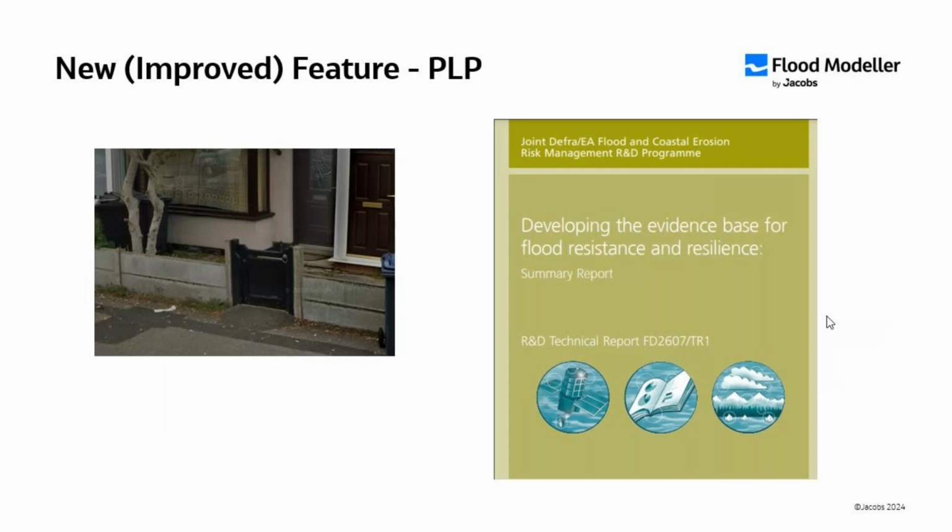Next new feature is property level protection, or PLP damages. PLP, for anyone that hasn't come across it before, is things like floodgates and waterproof air bricks. Got a little picture of a floodgate for your house here. This isn't a completely new function in Damage Calculator, but it has been improved to get it up to speed with all the other calculations that Damage Calculator does. So it now does capping and write-off and calculates damages for every damage type. And that feature is based on this research paper on the right.